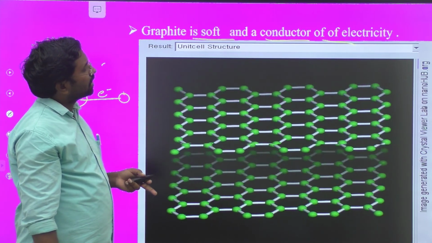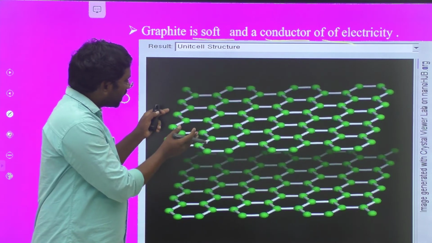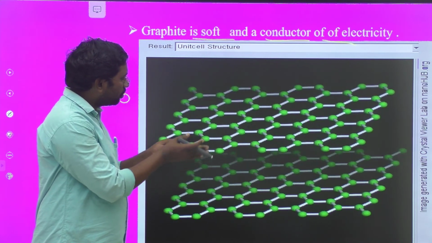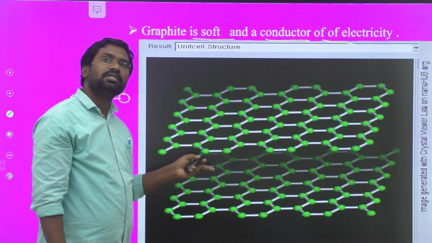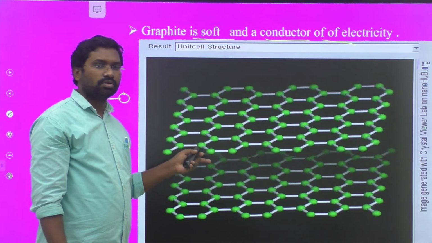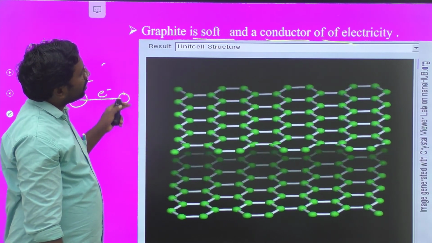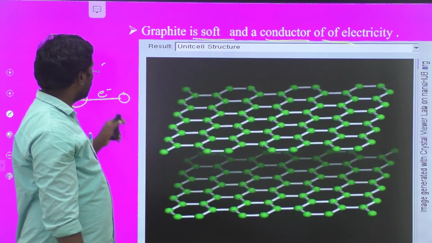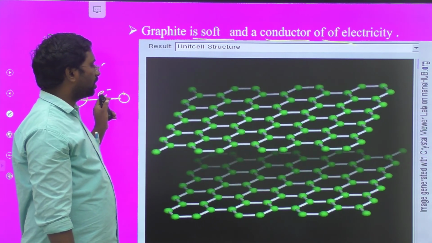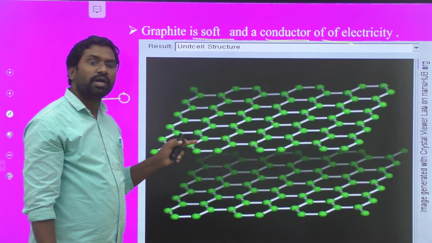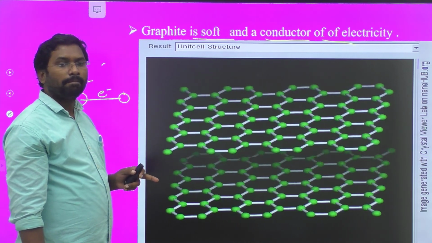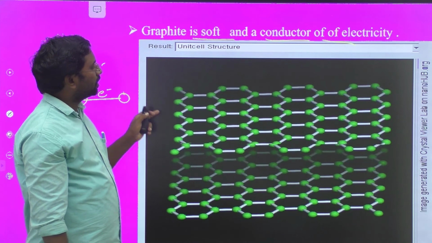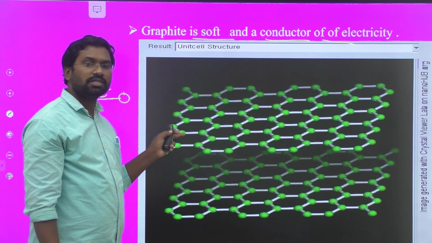So it acts as a conductor, and these hexagonal rings slide one over the other. That's why graphite can also act as a lubricant. It also conducts electricity only due to the free movement of electrons between the two atoms in each layer. So this is the main difference between diamond and graphite. It is not possible in the case of diamond.